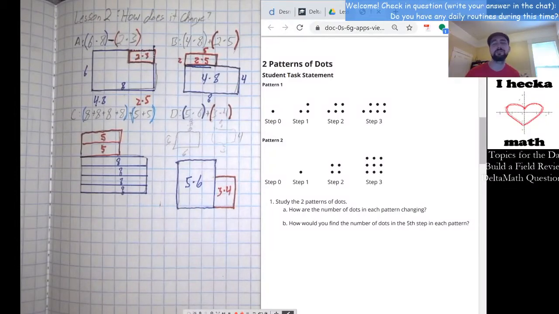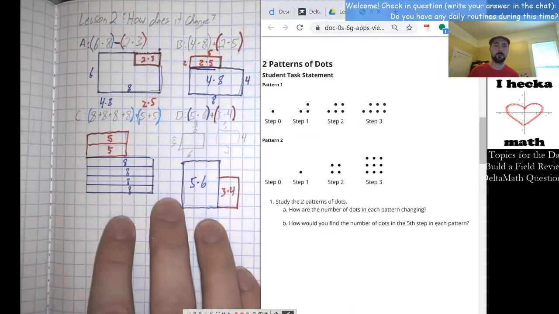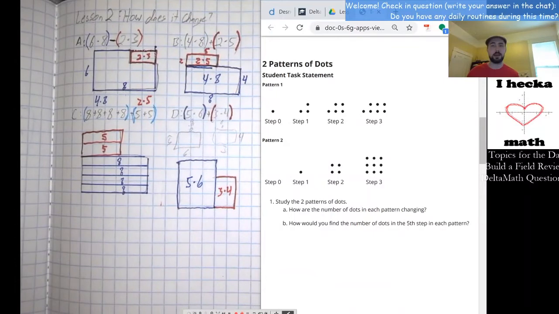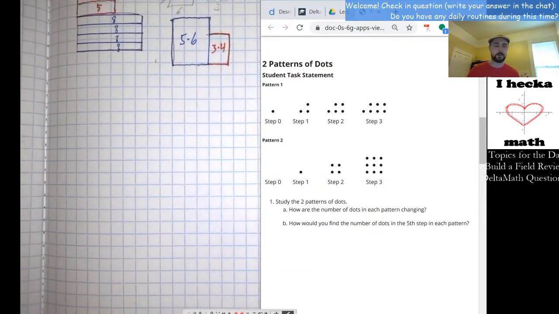Hi everybody, welcome to part 2 of lesson 2, How Does It Change? So if you haven't already, this is kind of the results from the first question. If you haven't watched that and done this already, I would encourage you to go back and do that. But this video is about the second problem, so let's jump right in.